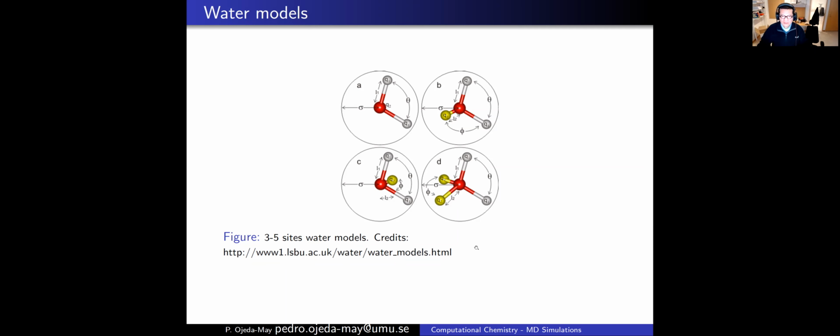But of course, your simulation will get slower if you use this model rather than this one, because water is the major contributor in a simulation. In a protein simulation, for instance, most of the system is water, and if you add two more atoms per molecule, that will be a larger system or a heavier system to simulate. So, but it should be more precise. It depends on the type of calculation that you need to do.